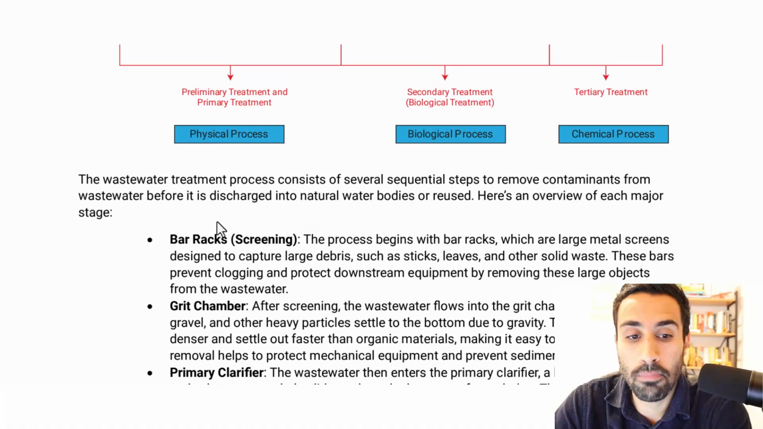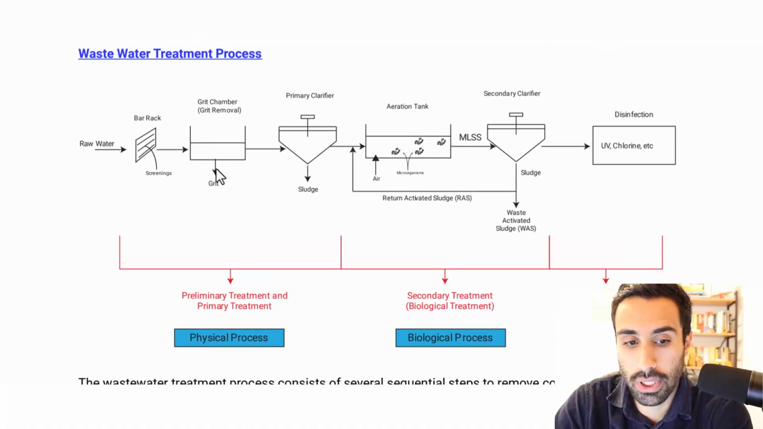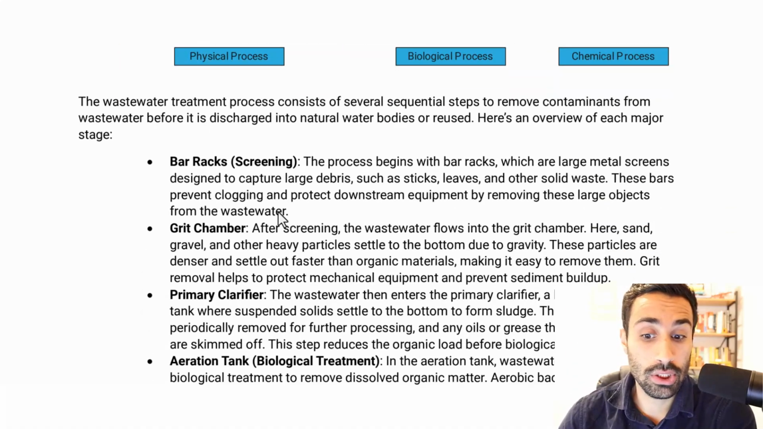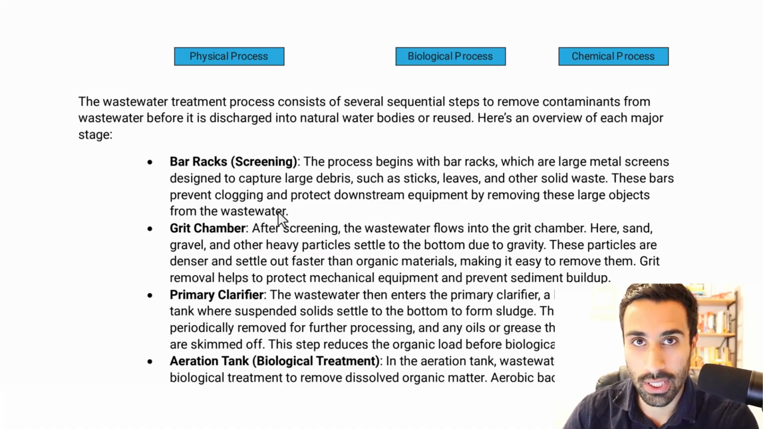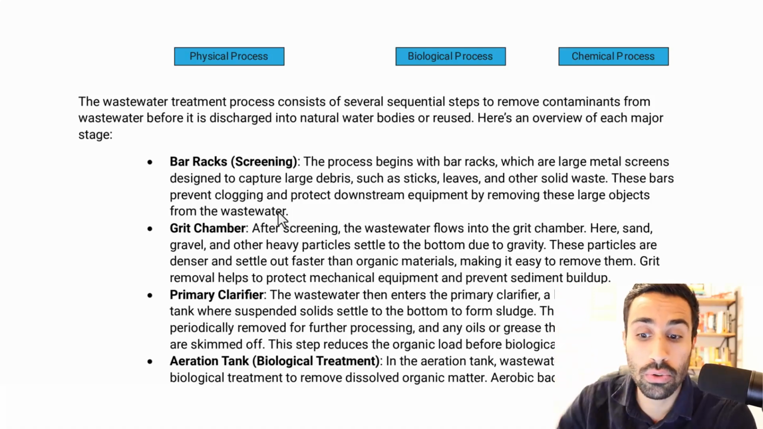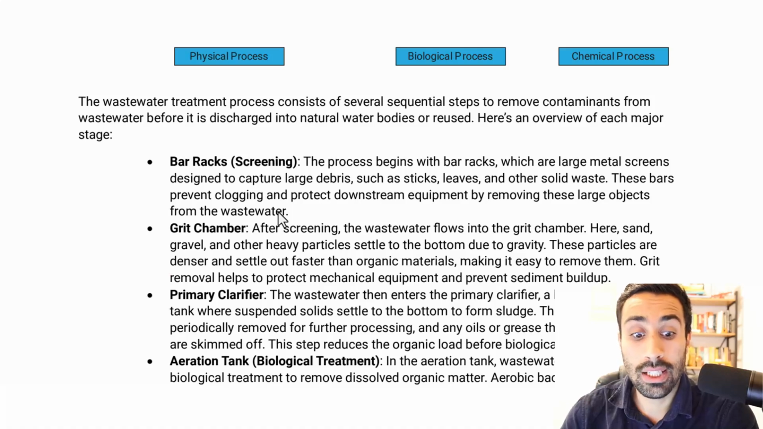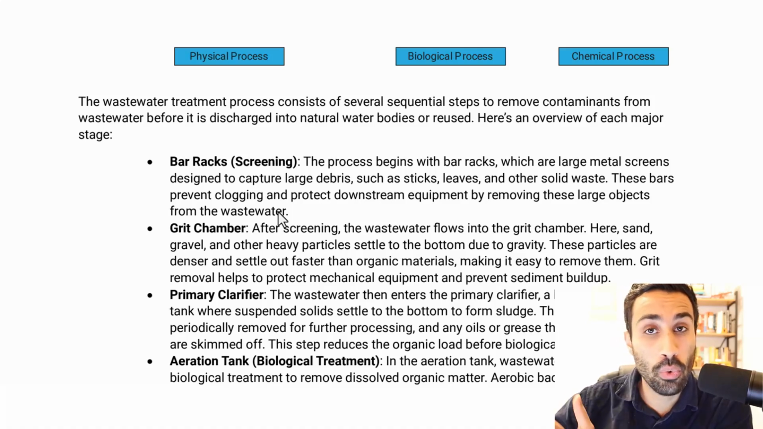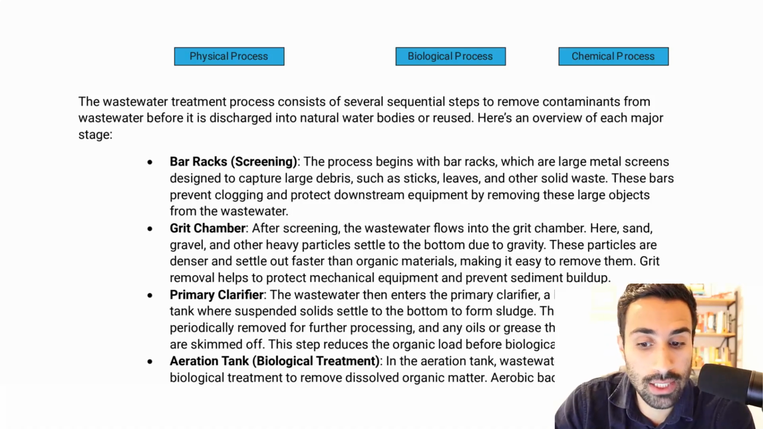Then we have our important grit chamber right here. That's what's shown here. We get some grit coming out as shown. And we know this is after screening. So that water goes into the grit chamber. Here we have the sand, gravel, and other, keyword here, heavy particles settle to the bottom due to gravity. It's the heavy stuff, gravel, sand, the heavy ones that can easily settle due to gravity. So we know these are going to be denser particles that settle out faster than organic materials, making them easy to remove. Grit removal helps protect mechanical equipment and prevent further sediment buildup.